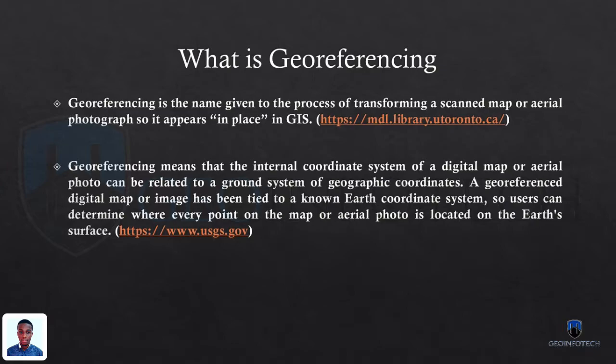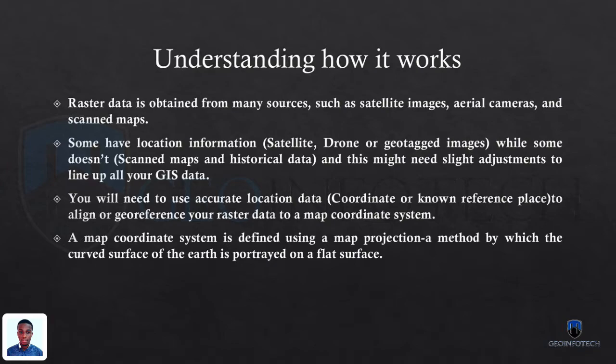Alright, as we go further, if we go into the practical session, definitely you understand everything. So secondly, understanding how this works. Raster data is obtained from many sources. It can be a satellite image, it can be an aerial camera, it can be a scanned map. Alright, so these images, wherever they may be from, have location. Some of them have location, like satellite data you download, some of them carry location.